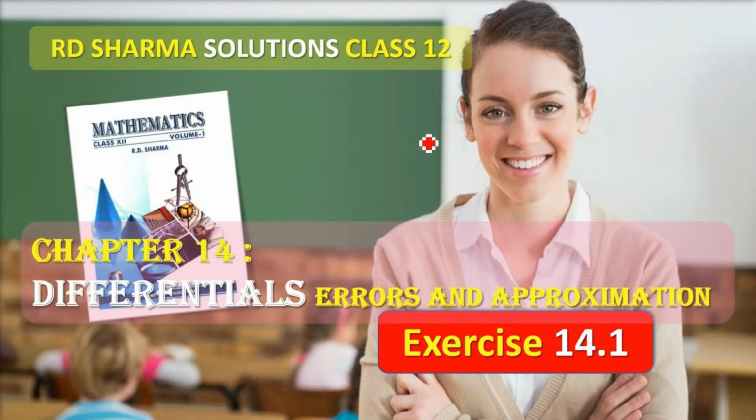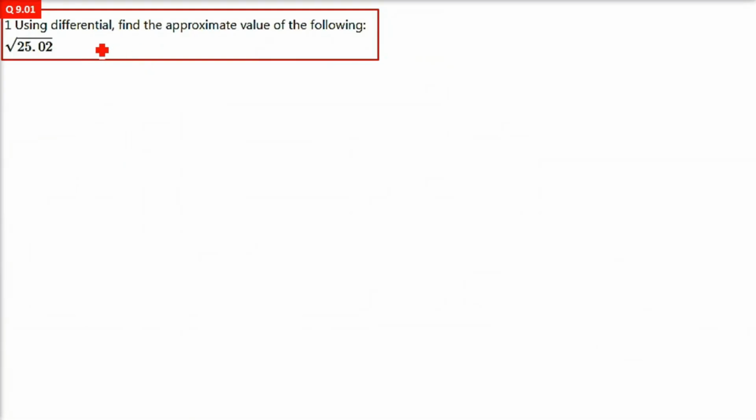This is RD Sharma solution, class 12, chapter 14, Differentials, errors and approximation. Exercise 14.1. Using differential, find the approximate value of the following. Now there are many questions like this.